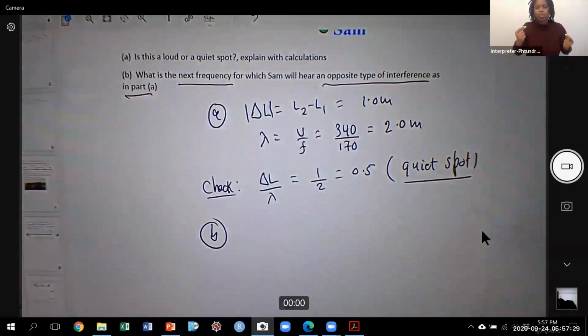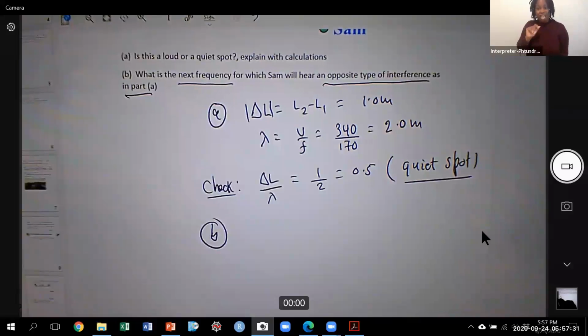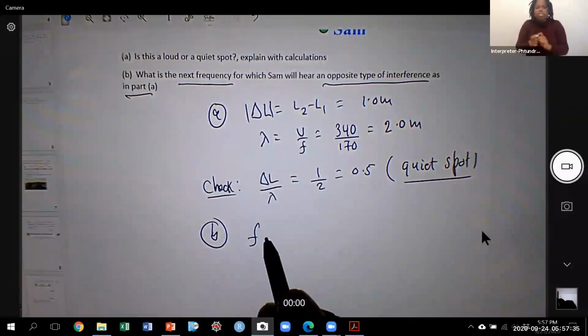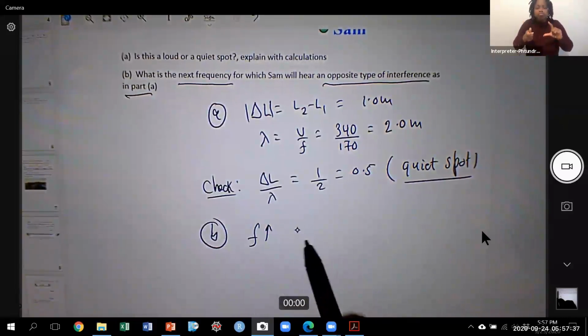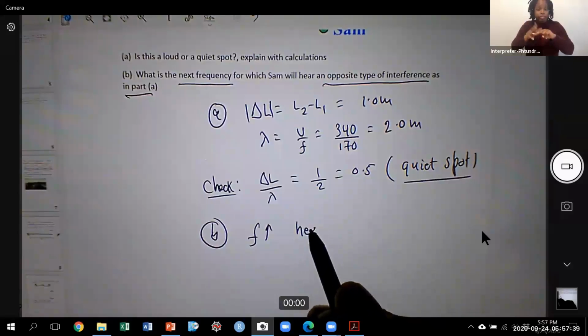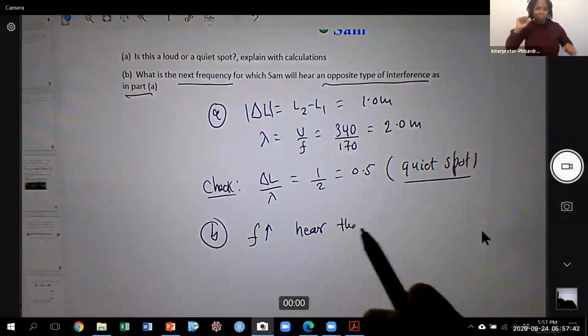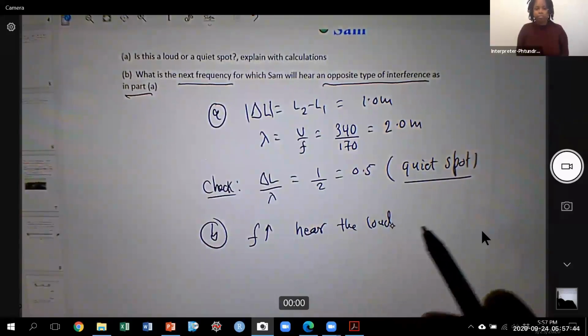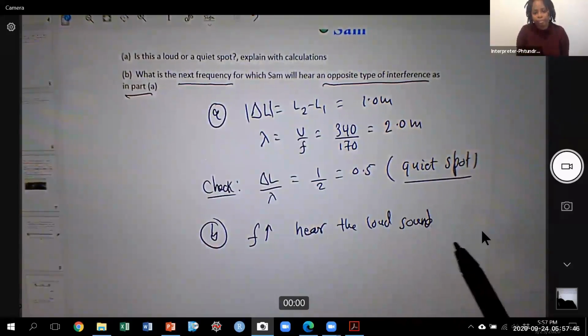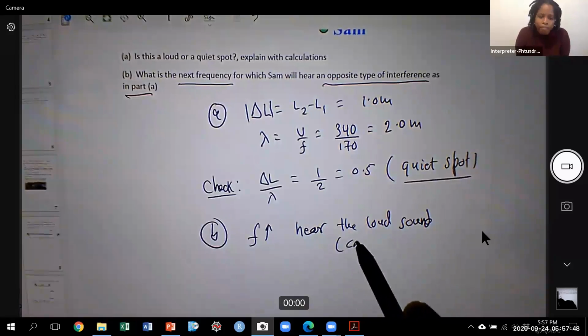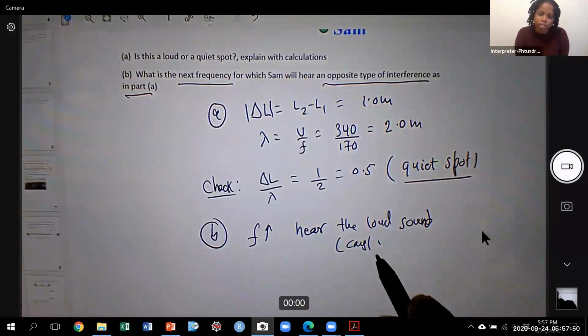Sam is still standing there, right? So you just change the frequency. You slowly increase the frequency until you hear the loud sound. Loud means we need constructive interference, based on the question.